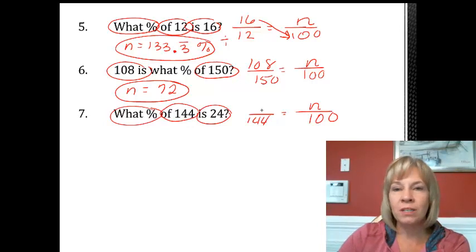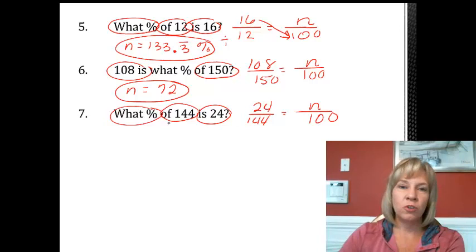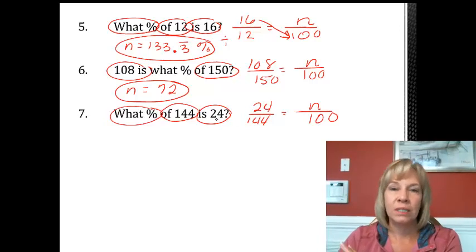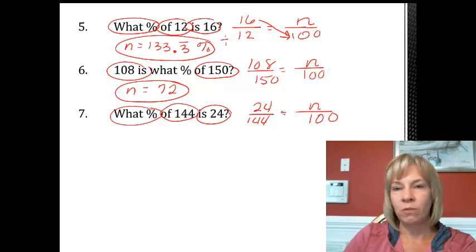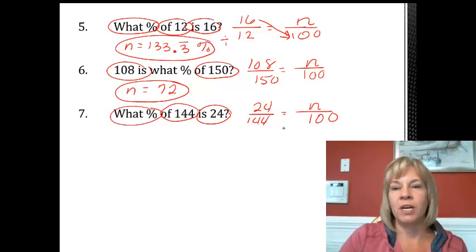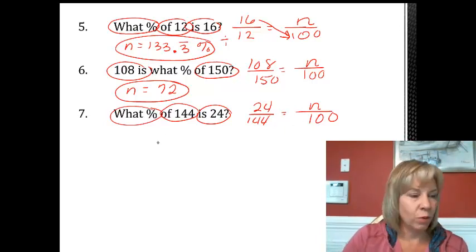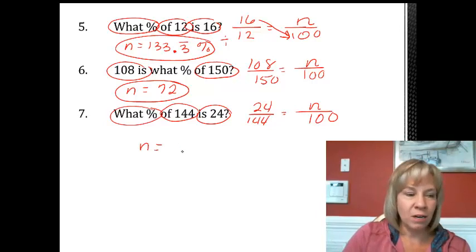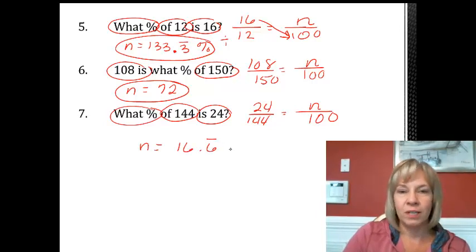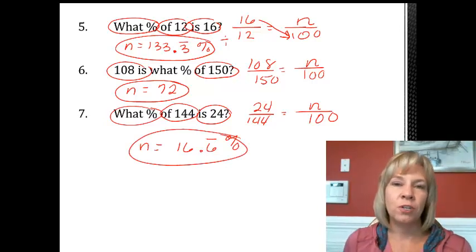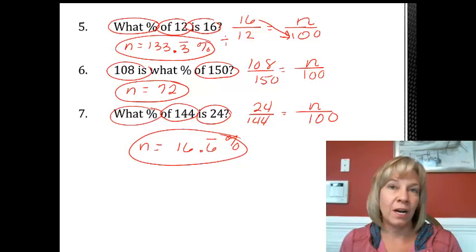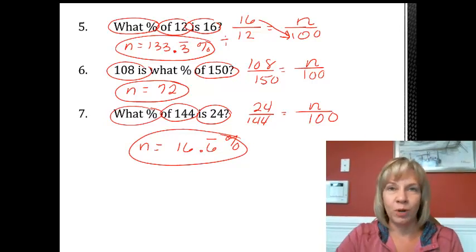And it really does help to circle the parts of your problem. Just helps you keep everything organized. So then we cross multiply 24 times 100 divided by 144, and N equals 16.6 with a bar, percent. All right, go over these. Make sure you're clear on our little formula that I gave you and your understanding of what a percent is.